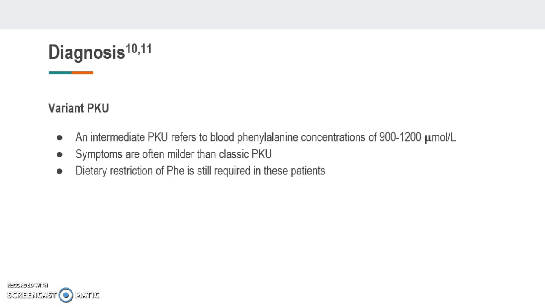Variant PKU is an intermediate form of PKU. Patients with this type of PKU typically have blood phenylalanine concentrations of 900 to 1200 millimole per liter. Symptoms in this form of PKU are often milder than the classic PKU. Dietary restrictions will still be necessary in these patients, though.